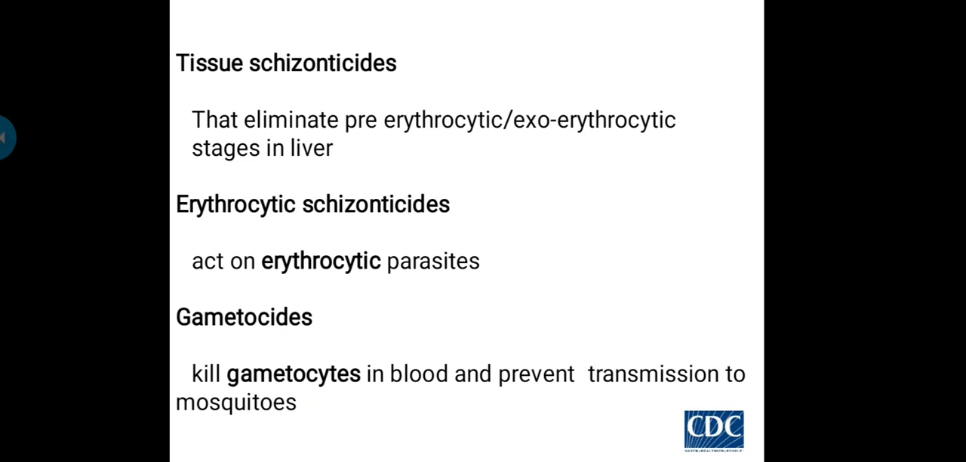So accordingly, these have been classified into tissue schizonticides. They eliminate the pre-erythrocytic or exoerythrocytic stage in the liver. That means they mainly kill the hepatic phase. Also, there are erythrocytic schizonticides that act on the erythrocytic parasites. Also, we have gametocidal drugs. That means those kill the gametocytes in the blood and prevent transmission from the infected human to the mosquito. So we have tissue schizonticides, we have erythrocytic schizonticides, and we have gametocides.